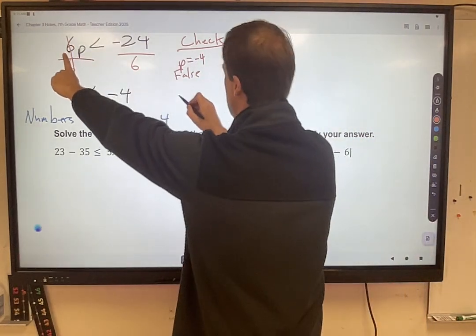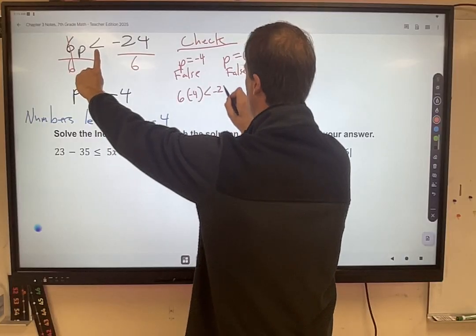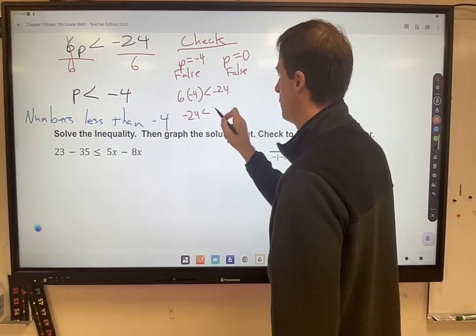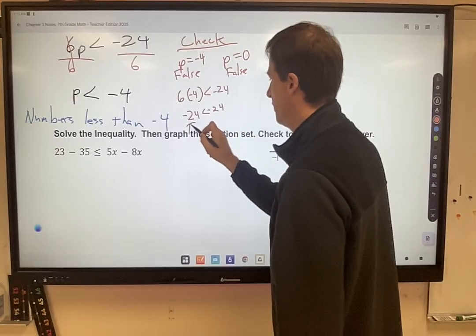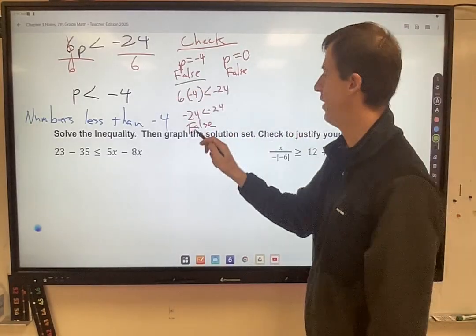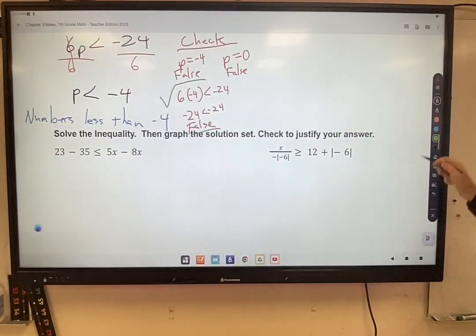So let's see, 6p, 6 times negative 4 is less than negative 24. 6 times negative 4 gives me negative 24 is less than negative 24. That is false. That is not true. And that's good, because if the top one's false and the bottom one's false, it checks out. I'm happy when those two match.